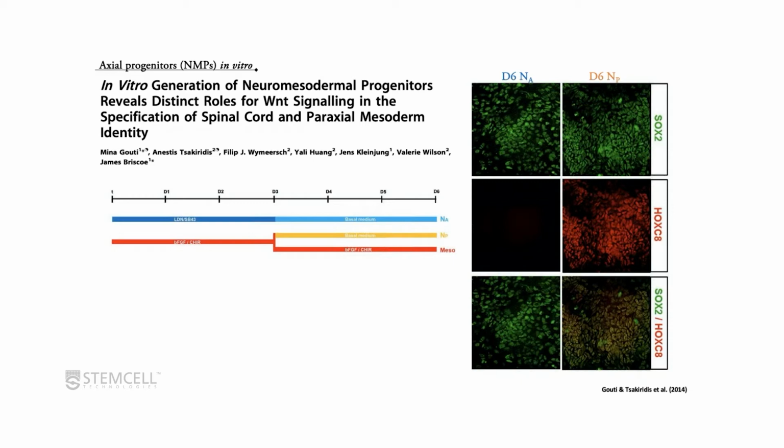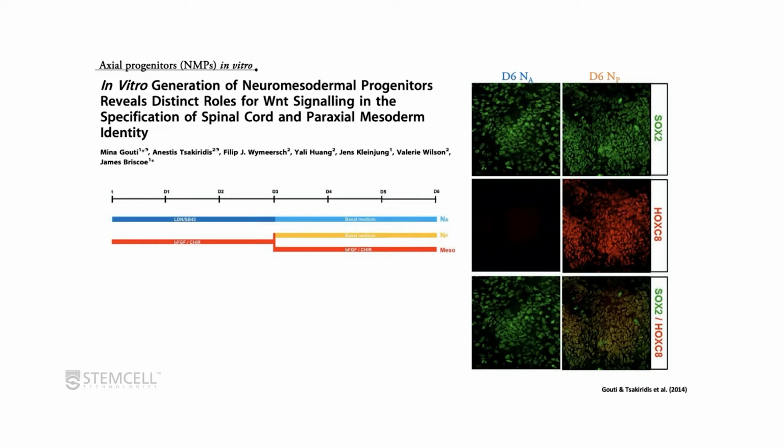The schematic here, taken from their paper, shows in blue a typical anterior neuroectoderm differentiation approach for human pluripotent stem cells using dual SMAD inhibition. In red and yellow is an alternative protocol capable of generating posterior neuroectoderm as well as mesoderm via an axial progenitor-like intermediate.